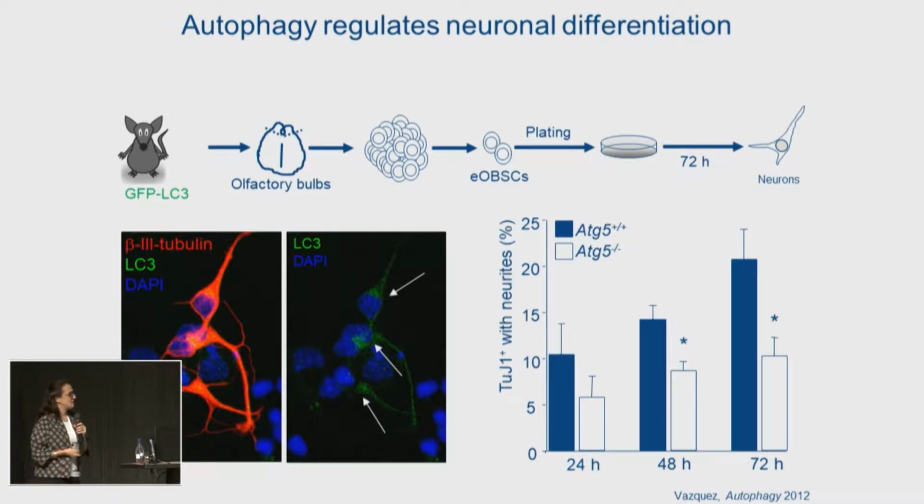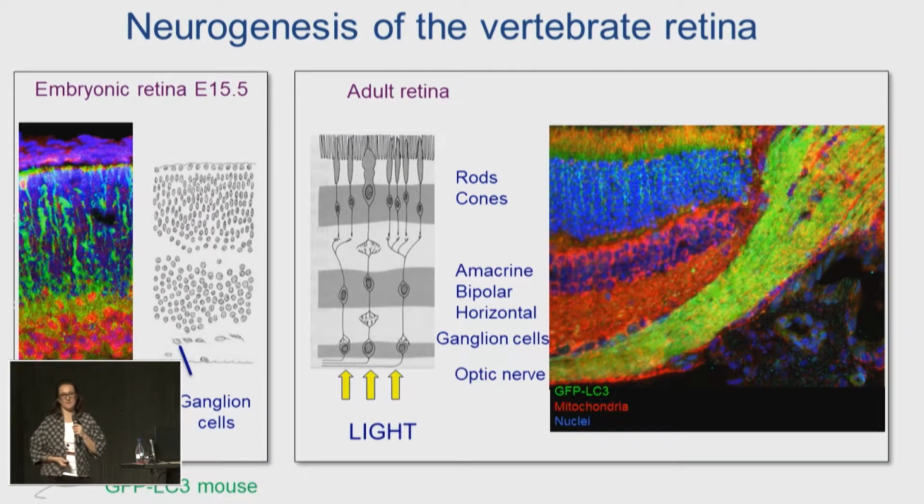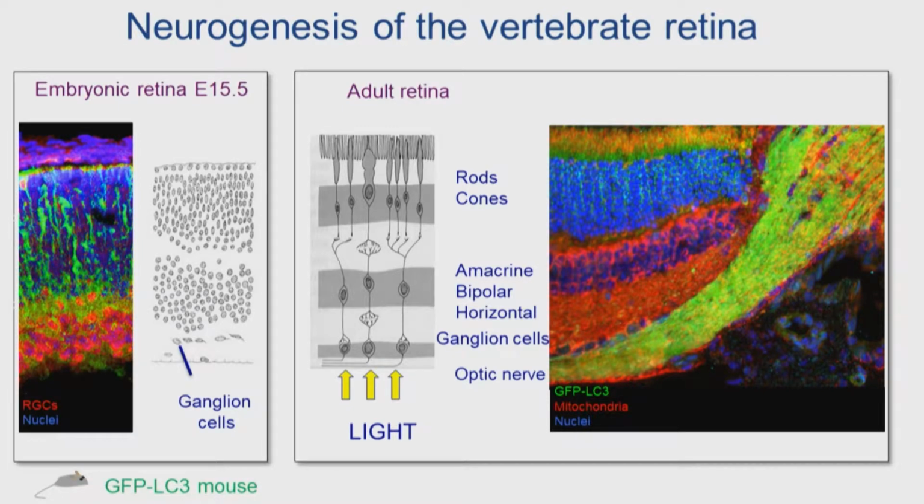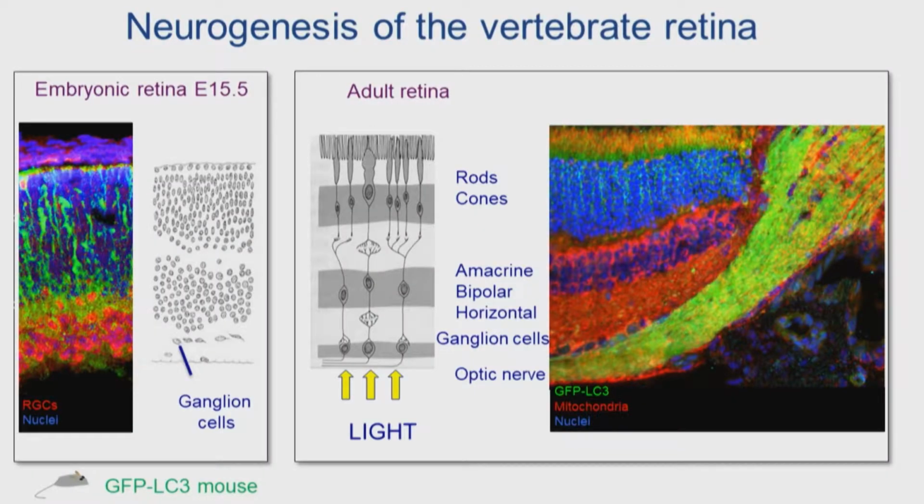But we wanted to tackle this process in a more physiological context, which is retina development. The retina is the light-sensitive tissue that lies at the back of our eyes. It's composed of many different cell types, for example rods and cones, which are the photosensitive cells and make synapses with other cells, and finally retinal ganglion cells. Retinal ganglion cells are the only projecting neurons of the retina, and their axons form the optic nerve. Retinal ganglion cells are the first cells to differentiate in the mouse retina, and in our retina as well.